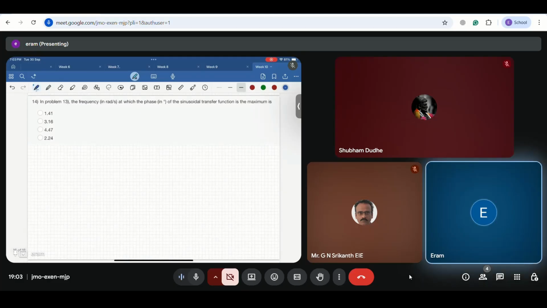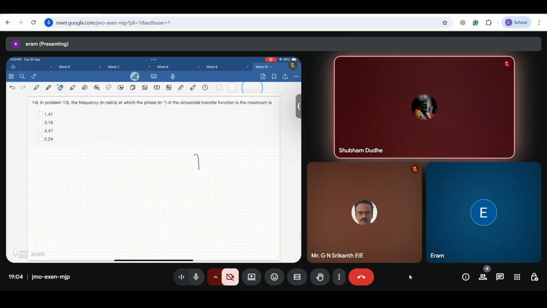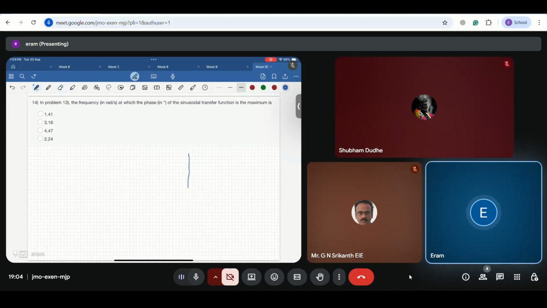Okay, in the previous problem, find out the phase of the sinusoidal transfer function. Find out the frequency at which the phase is maximum. At which frequency will this phase be maximum? Tangent to the semicircle, ma'am. Yes, correct. Calculate the angle which the tangent makes at the point.